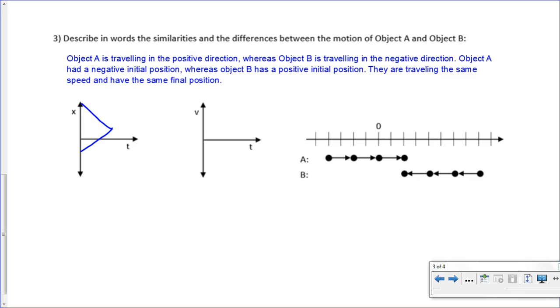All right, for the velocity versus time graph, I should actually indicate here that object A is the one that's going in the positive direction, so there's object A, and object B here is on the top. So over here, object A has the positive velocity, and object B has the negative velocity.